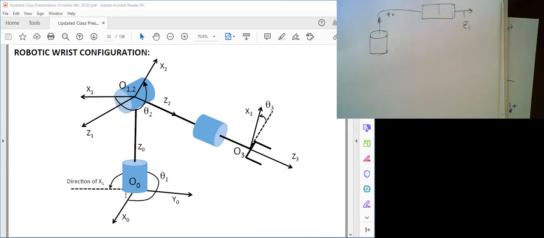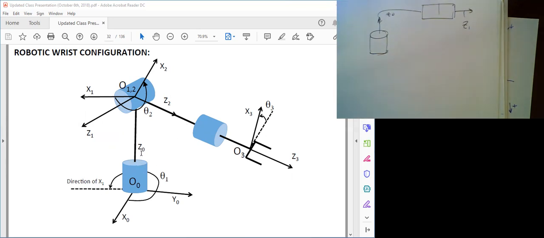All right, let's actually look into the frames, and here we actually have proper DH frames. Let's look into it in more detail. So this is my first link. I put Z0 along my axis of actuation. I put Z1 along the axis of actuation of the second joint, and then Z2 is the axis of actuation of the third link.